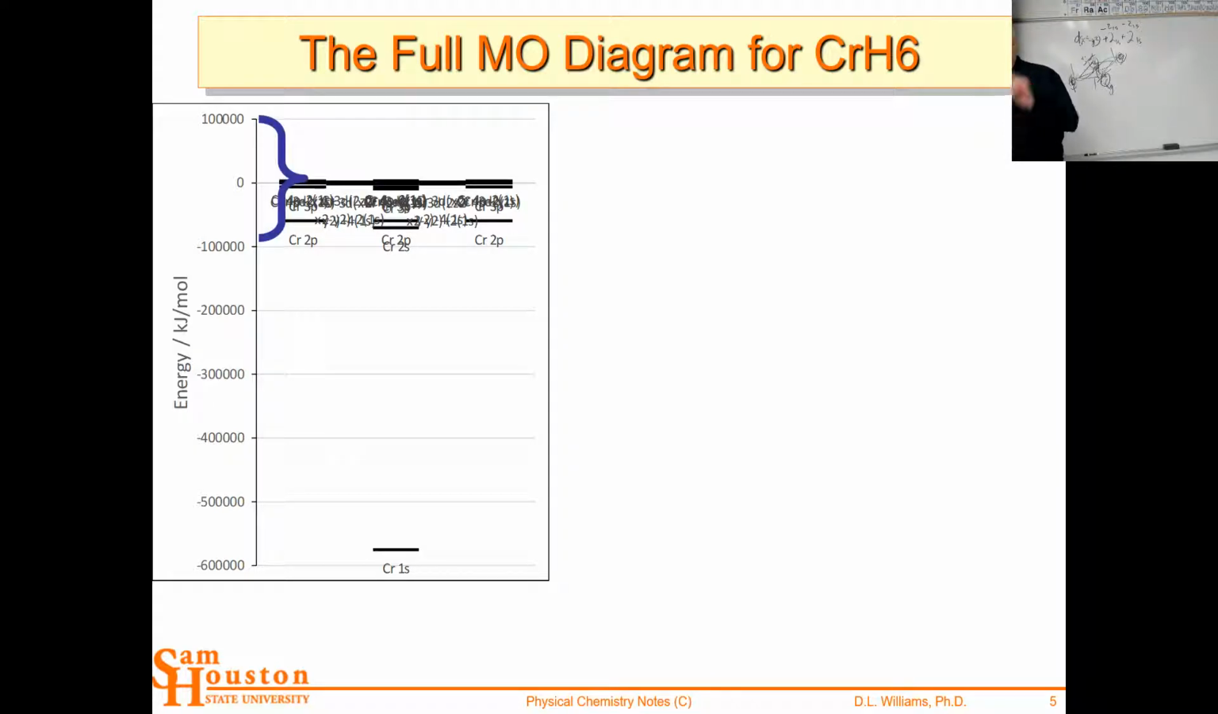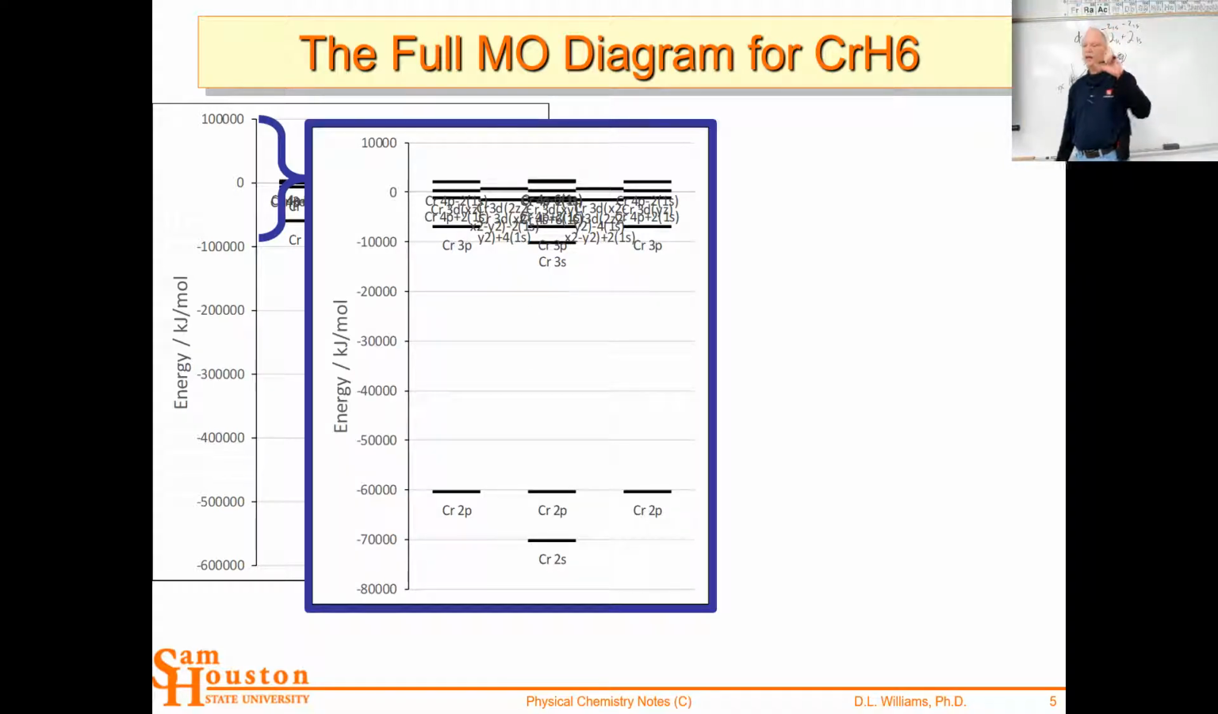And then we're going to zoom in up here at the top. We're going to take this whole top region. We see that the 1s orbital is way down there. It's very close to the nucleus, very low in energy. It's not going to participate in bonding. It's filled with 2 electrons, and those 2 electrons are essentially on the chromium.